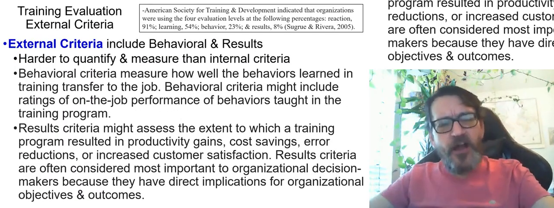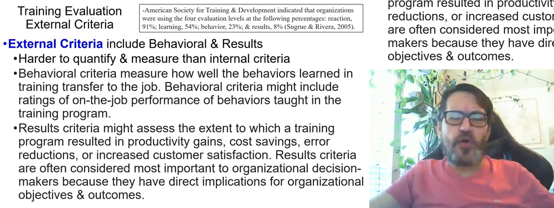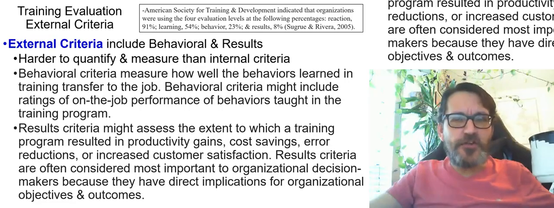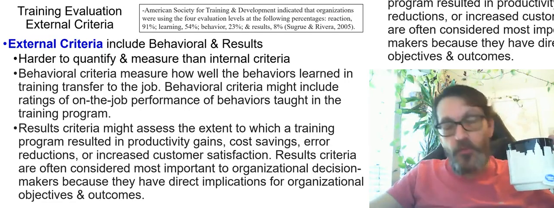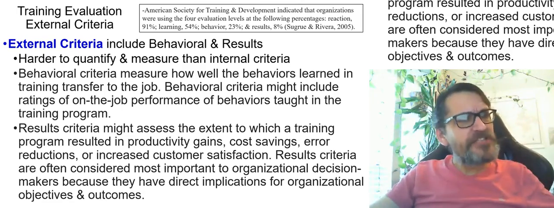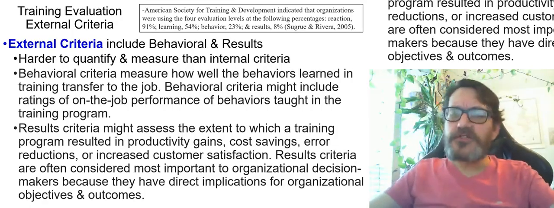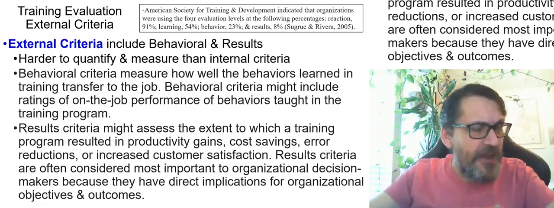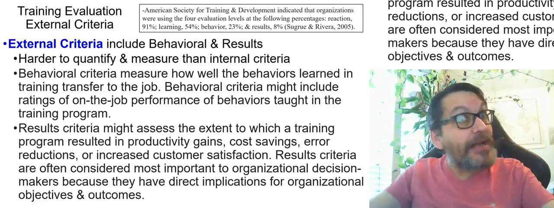External criteria are the ones that really should matter to an organization, because we've mentioned it many times. Just because you learn something doesn't mean you're going to use it, okay? We're going to come back to motivation later, by the way. And so these external criteria are the ones that ought to be the focus of training evaluation. But again, as I said, they're very, very difficult to access, okay?